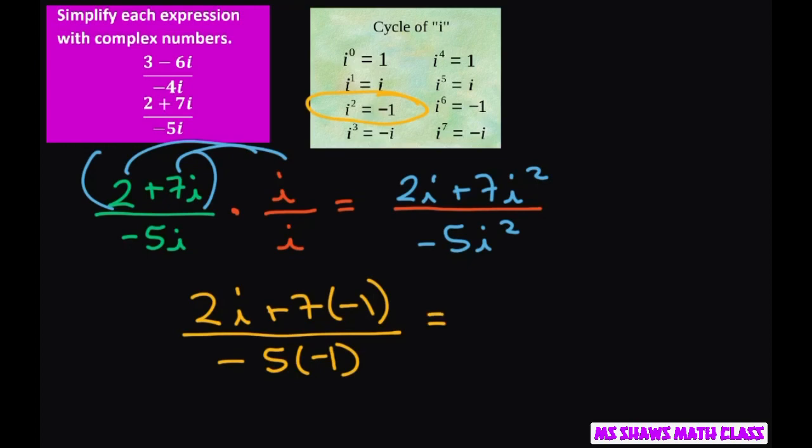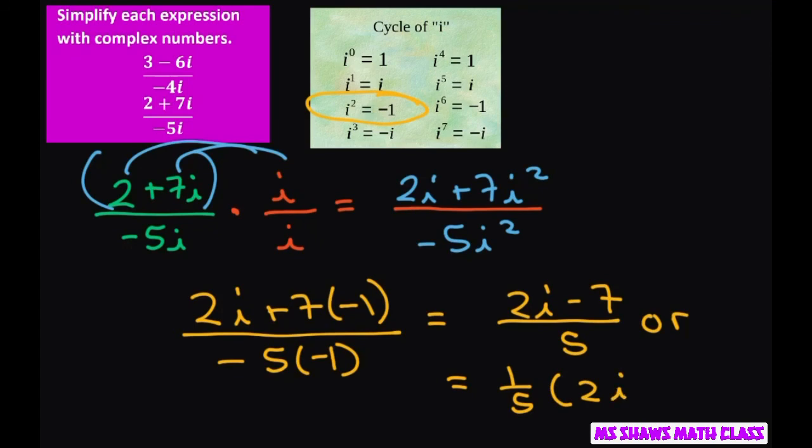So this gives you 2i minus 7 divided by 5. Or we can write this as 1/5 times (2i minus 7). And that will be your final answer.